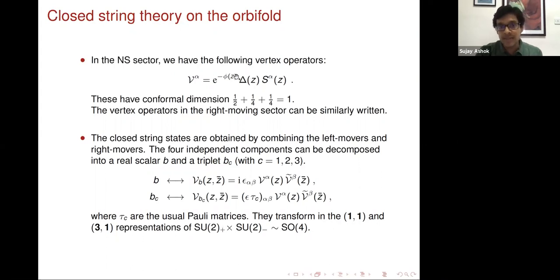Okay, so it's an SO4 spinor. If you put the left- and right-moving sectors together, you form a tensor product of 2 spin-half representations. And what you get is a triplet and a singlet. That's what I've written here. The triplet is formed when the left and right movers are combined with the Pauli matrices, and the singlet is formed from the epsilon. As expected, they transform under the unbroken SU2 as representations of the isometry. So these 4 scalars will play an important role. These are the 4 scalars that appear in the NS sector.